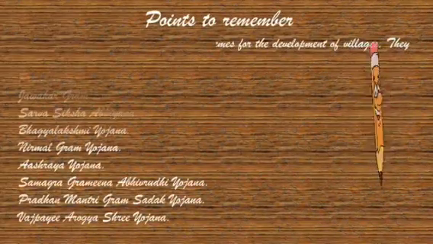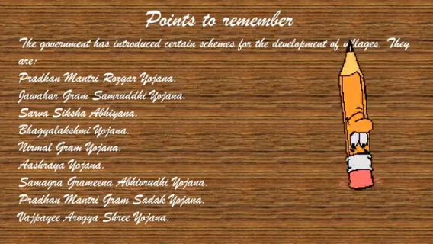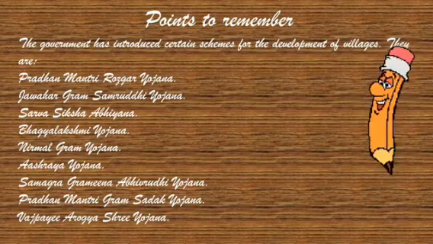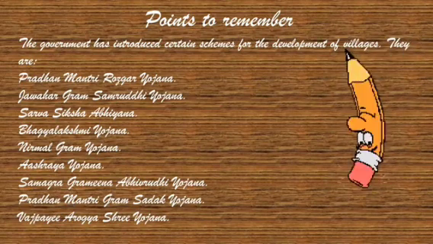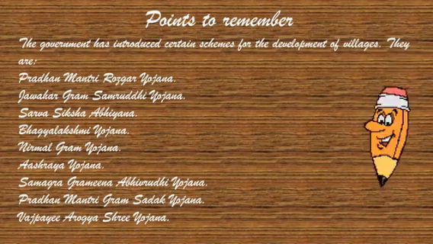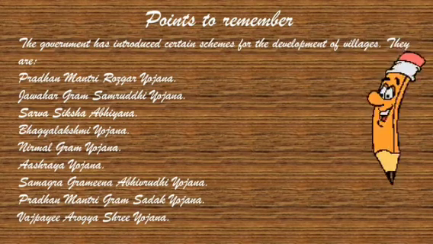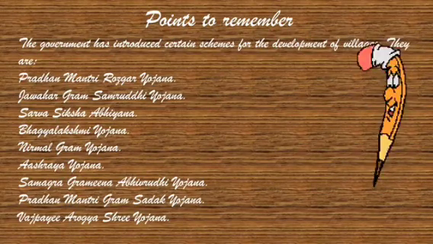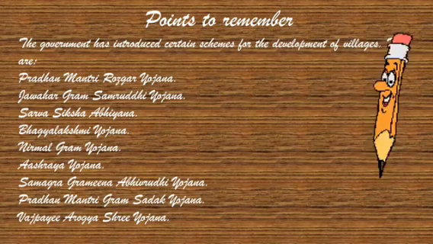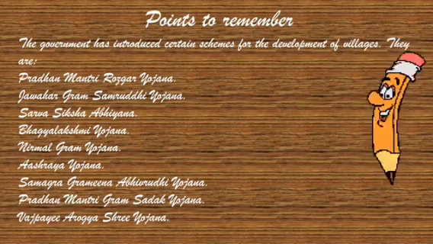Some more points, children. The government has introduced certain schemes for the development of villages. They are Pradhan Mantri Rozgar Yojana, Jawahar Gram Samruddhi Yojana, Sarva Siksha Abhiyana, Bhagyalakshmi Yojana, Nirmal Gram Yojana, Ashraya Yojana, Samagra Grameen Abhivriddhi Yojana, Pradhan Mantri Gram Sadak Yojana, Vajpayee Arogya Shri Yojana. Please write all these points in your classwork.